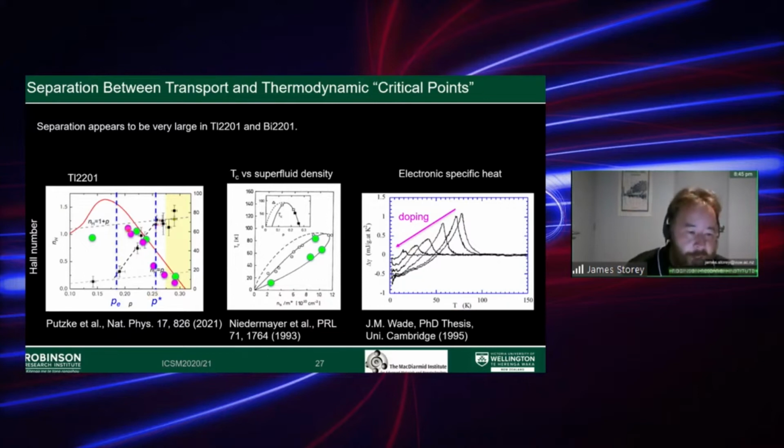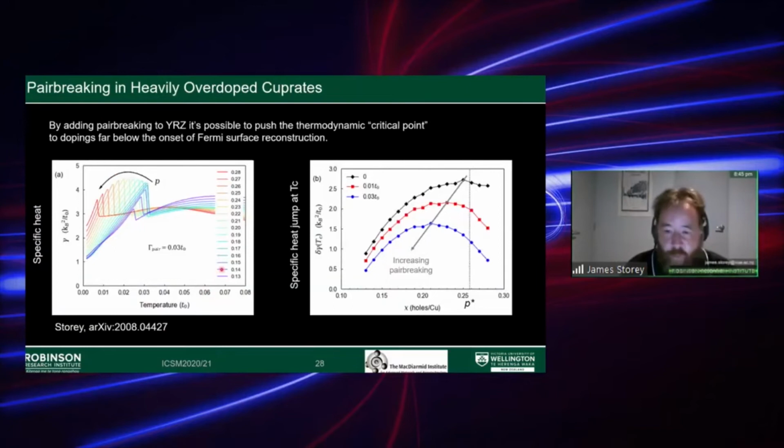This decrease in superfluid density and specific heat is not expected in BCS theory and is believed to be due to an increase in pair breaking as we increase doping. If we add pair breaking to YRZ, it's possible in fact to push that maximum and specific heat jump down to lower dopings. Note that here is where we have the reconstruction occurring. If we increase pair breaking, our maximum and the specific heat jump can be pushed to lower doping, seemingly consistent with the experiments.